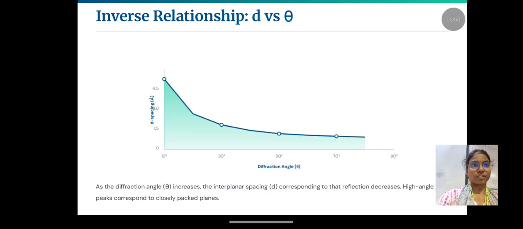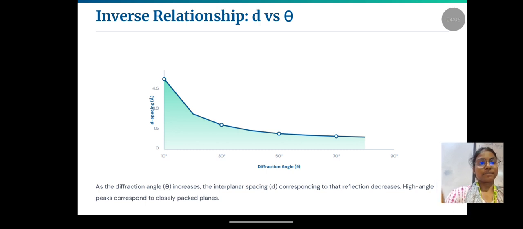Inverse relationships. d versus theta: as the diffraction angle theta increases, the interplanar spacing d corresponding to the reflection decreases. High angle peaks correspond to closely packed planes.